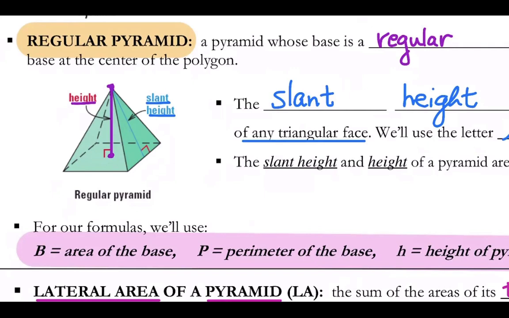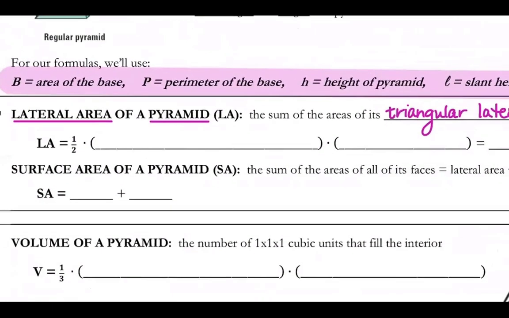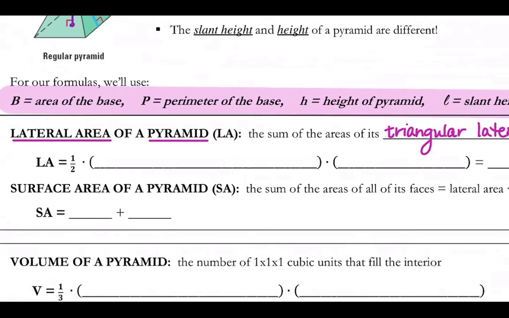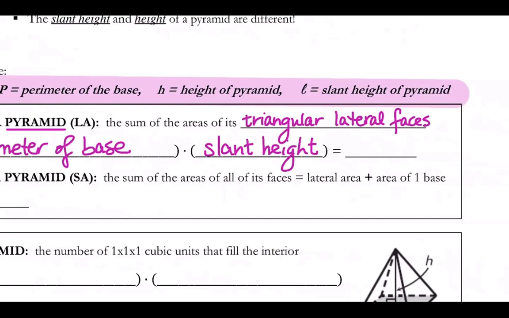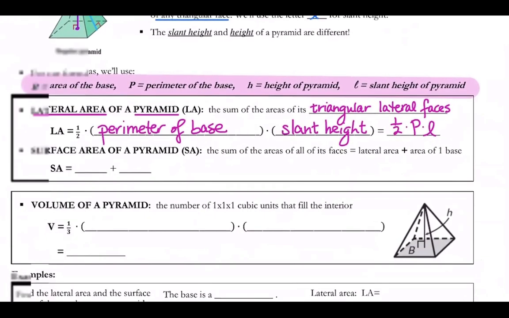Again, our slant height is the altitude of the triangular face. So 1/2 the perimeter of the base, because we're doing all the triangles at the same time. 1/2 because they're triangles this time. So the perimeter of the base times the height of each triangle, which is the slant height. So the formula would be 1/2 perimeter of the base times the slant height. 1/2 PL is the lateral area for a pyramid. Lateral area is 1/2 perimeter of the base times the slant height.